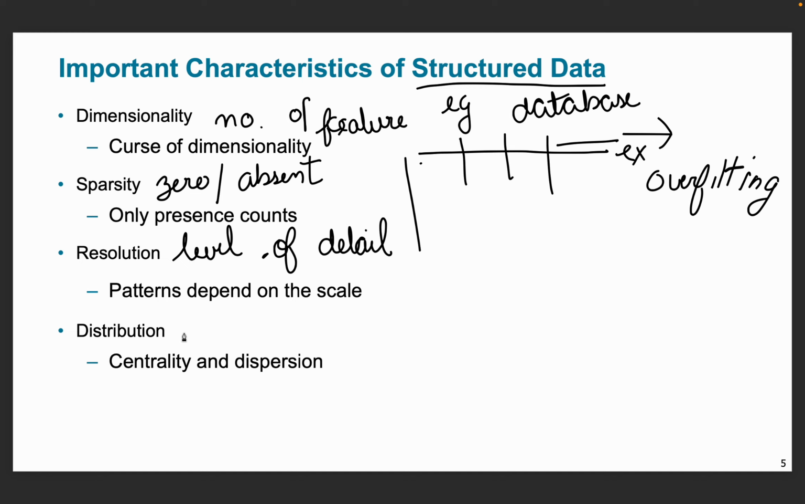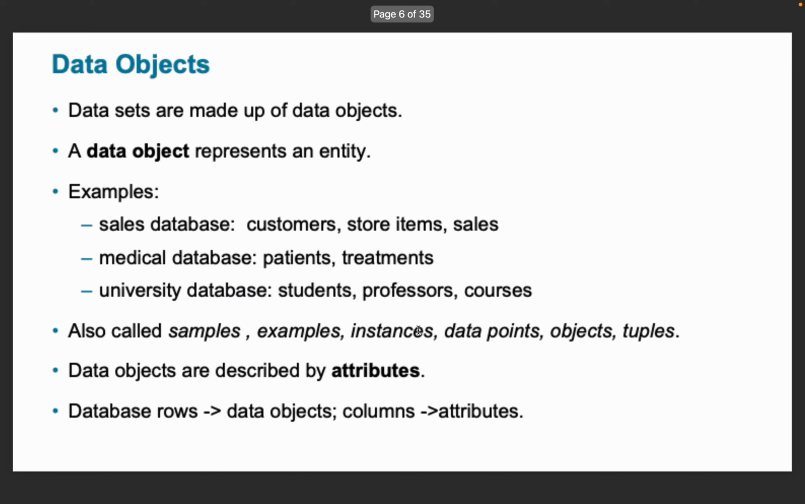The fourth characteristic of the data is the distribution. Distribution covers mean, median, mode, how the data is distributed, which is centrality, and dispersion, which is more about standard deviation, variance and range.